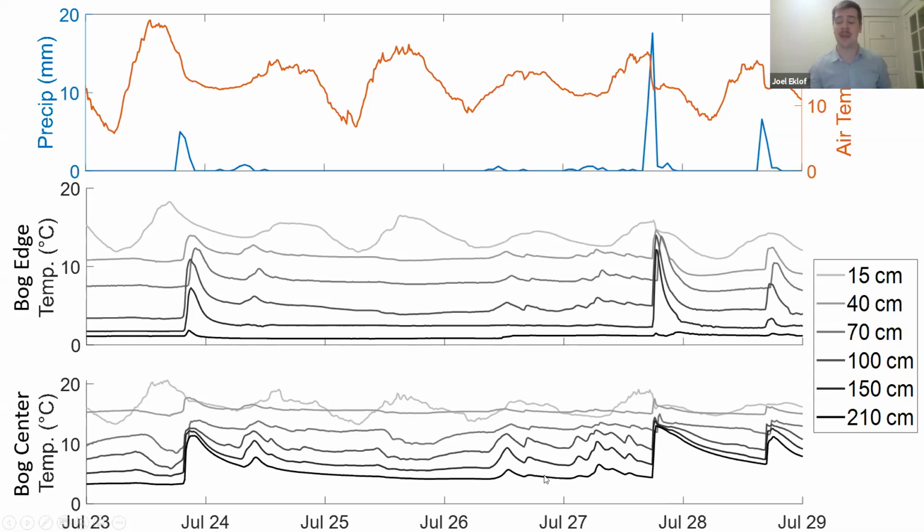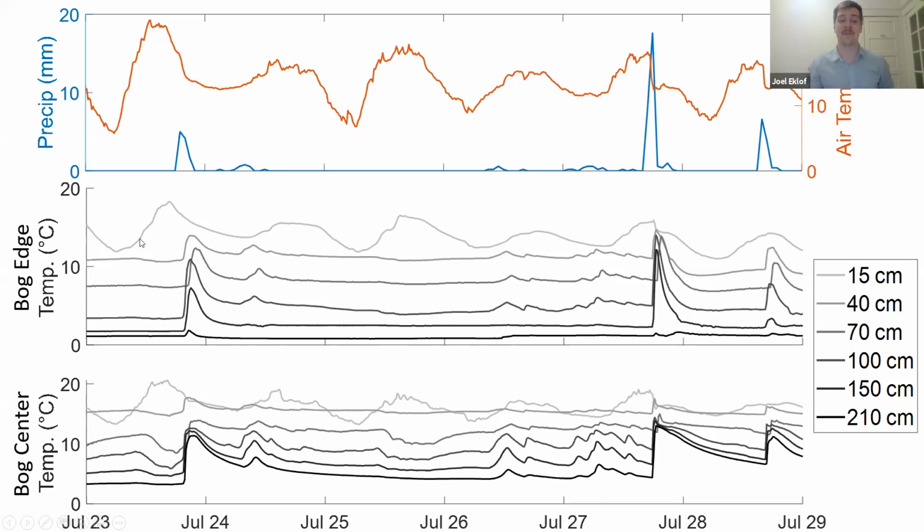We see some pretty clear differences between temperature at the bog edge and the bog center. Probably the most obvious is this deepest temperature sensor at 210 centimeters at the bog edge. It doesn't really experience much warming, while at the bog center, we see clear warming at that deepest depth.